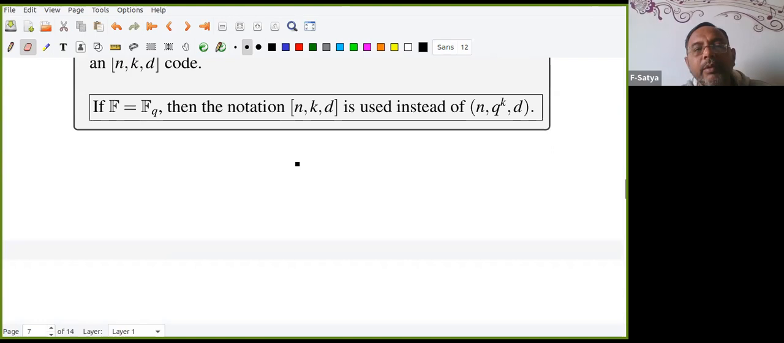So if F is Fq, then you know that Fq contains q elements, right? Then the dimension of the code is k. What is the size of C? Q power k, right? Earlier we were writing (n,M,d), and now the M value is Q power k. So k is not the size of the code now. Are you following? Earlier it was the size of the code in the open brackets. That is a small caution here.